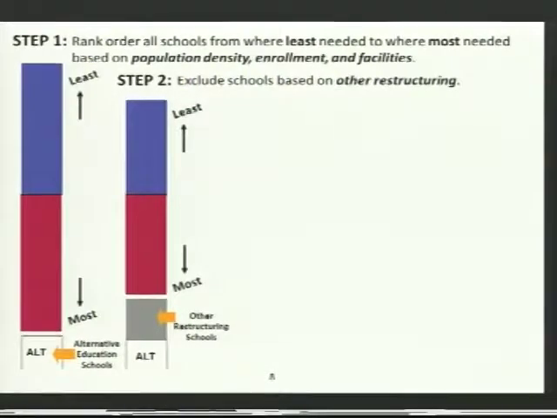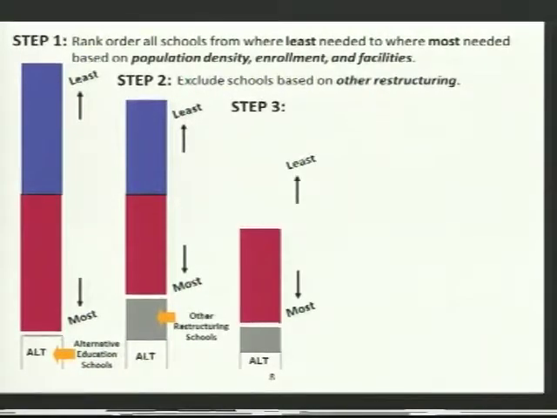Or schools that have been identified to implement a STEM or science, technology, engineering, and math program in a systematic way through a feeder pattern of schools from elementary, middle to high school. So these schools that we've identified for other restructuring, this criteria at this step would say to exclude these schools from continued consideration for closure because of the other restructuring that is taking place.